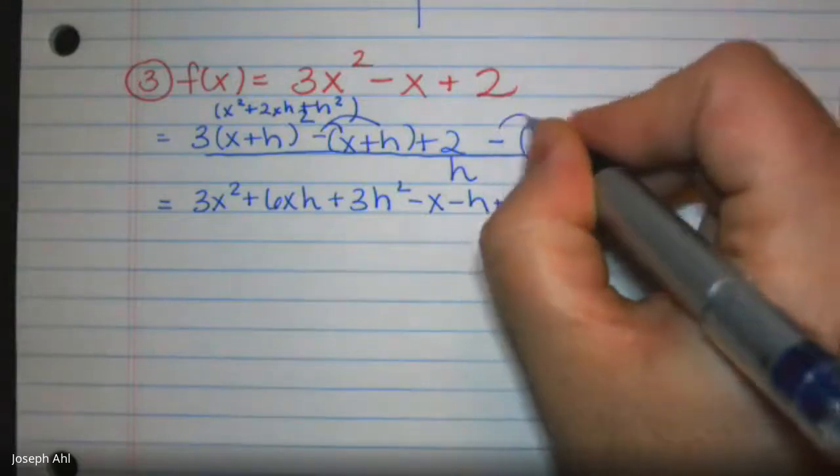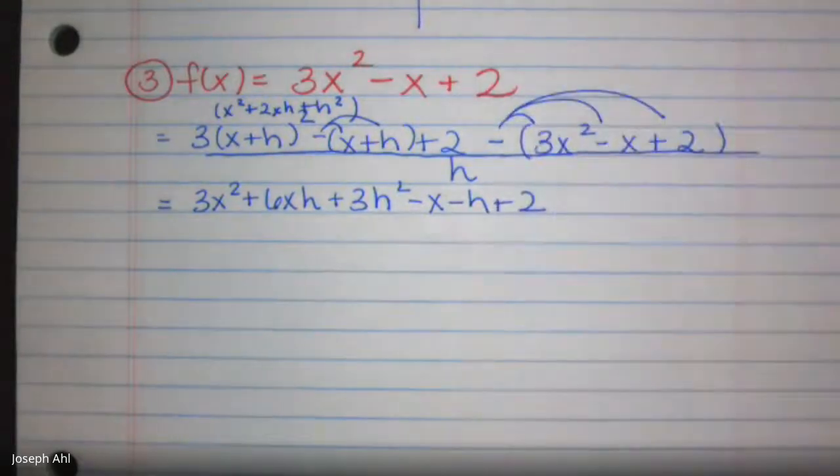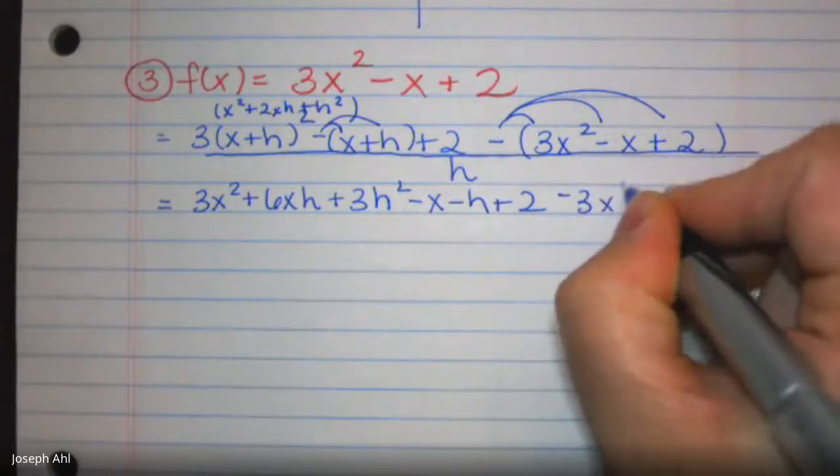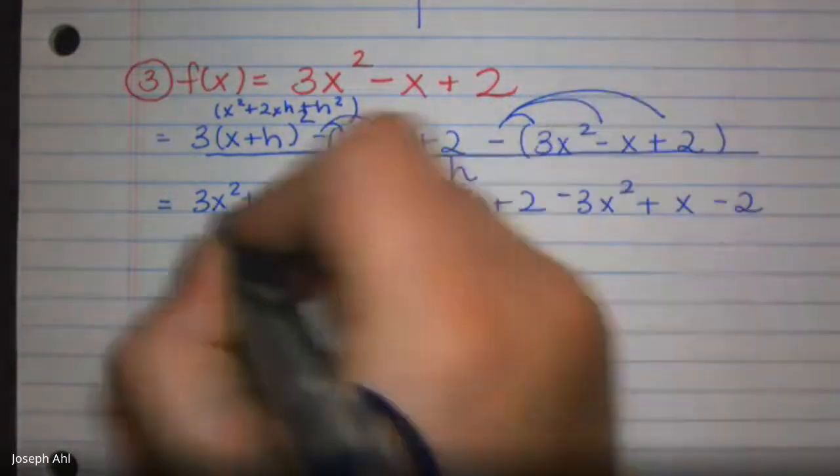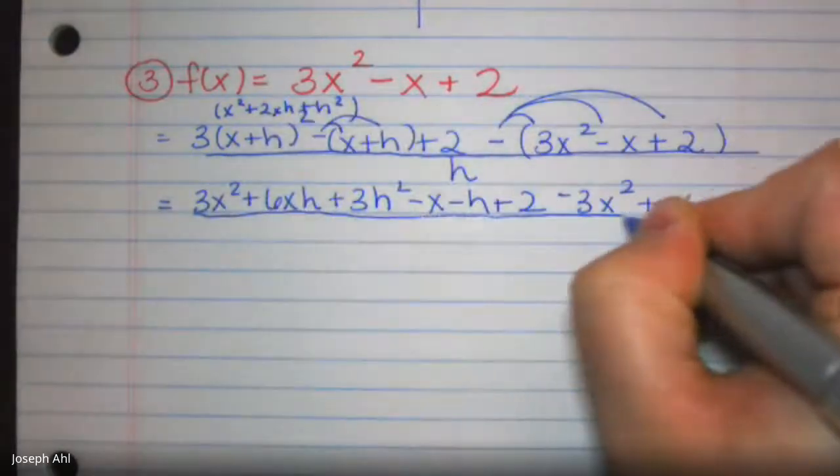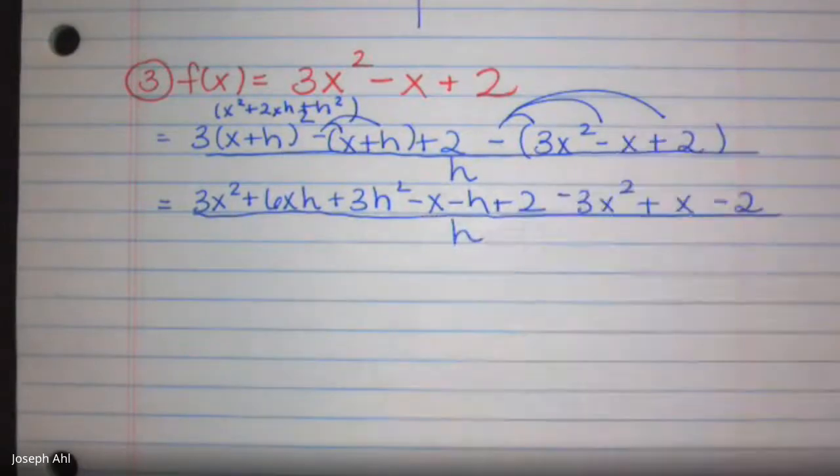At the end, when we subtract f of x, distribute the negative to all 3 of those to get minus 3x squared plus x and a minus 2, all over h. Don't forget about that all over h step. That's kind of important. All right, so keep going.